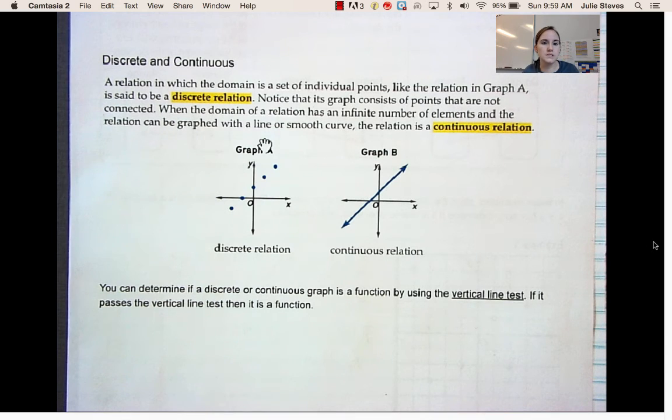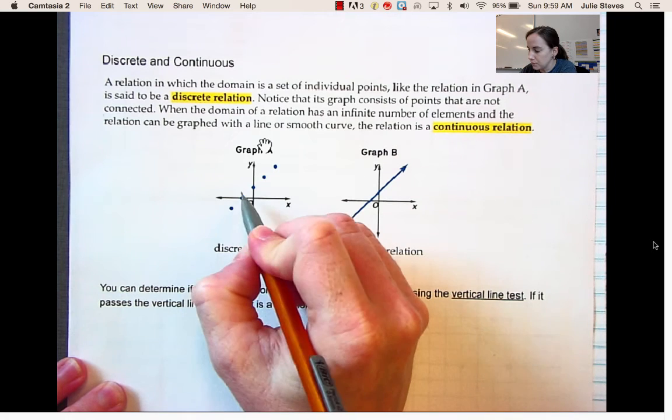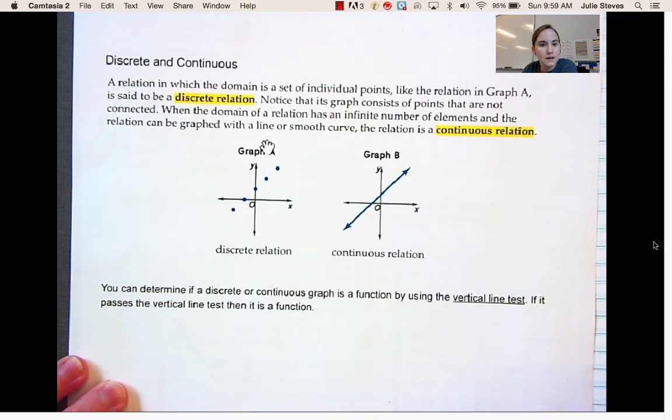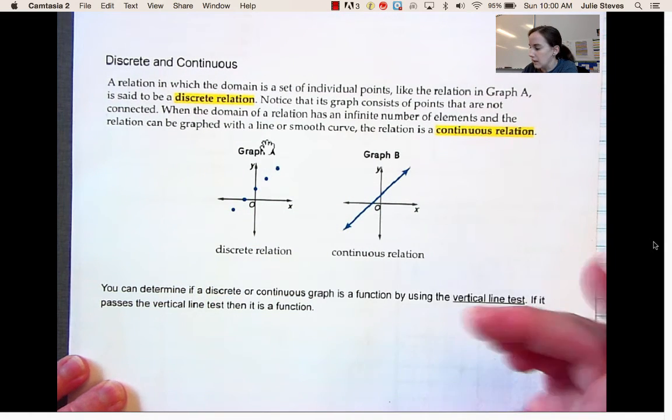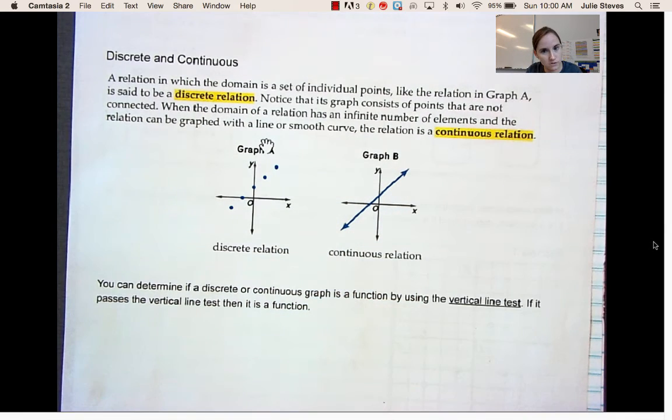Discrete and continuous is something else that you need to know for this lesson. If you have individual points like in graph A, where you're only talking about specific places on the graph, that is called discrete. If your graph is connected and it has no gaps in between, then that is called continuous.